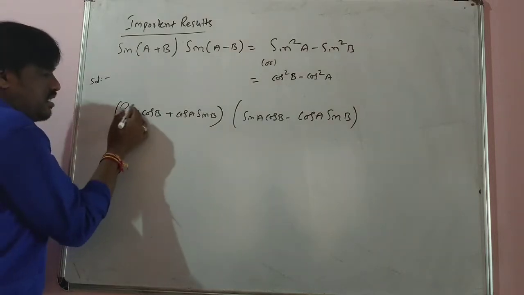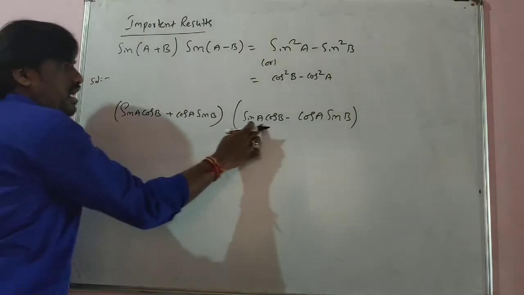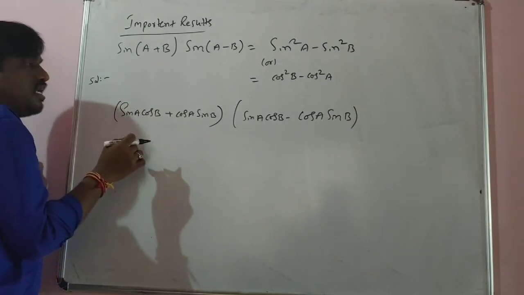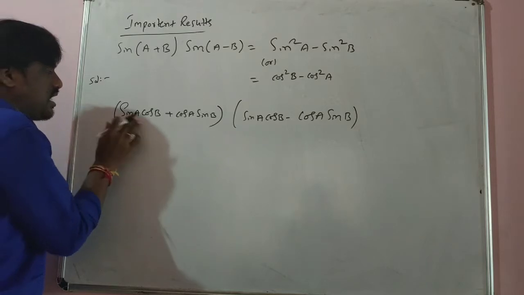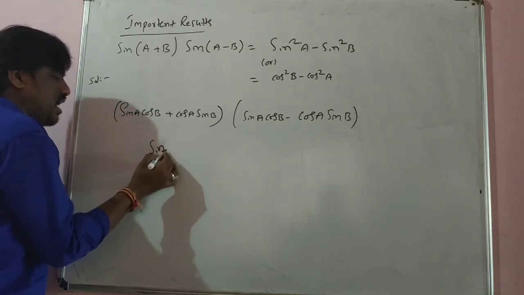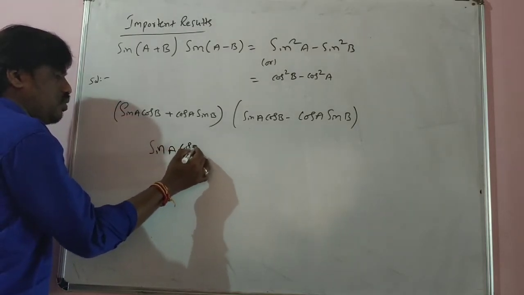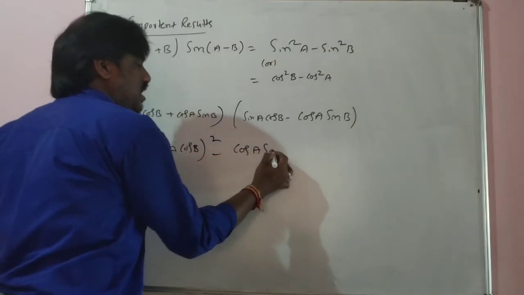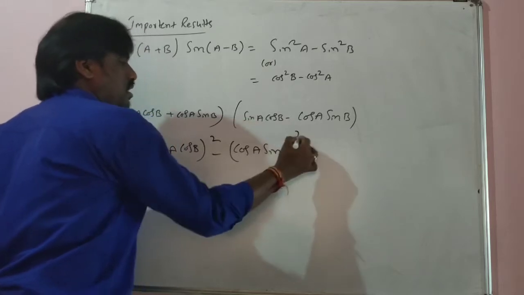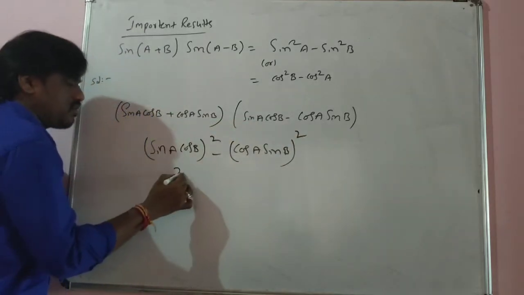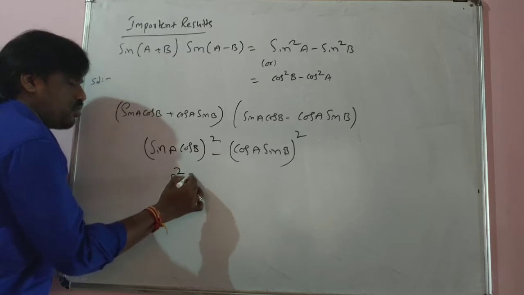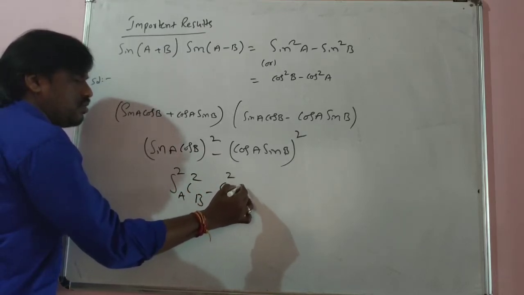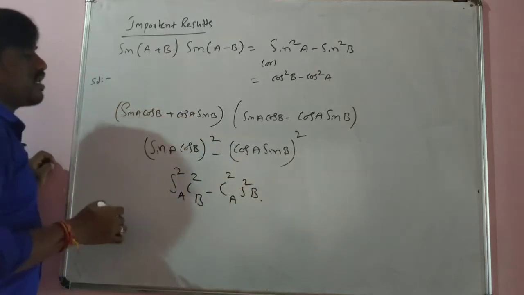Now, a plus b into a minus b looks like a plus b into a minus b, so we can write it as a square minus b square. That is, I can write sin a cos b whole square minus cos a sin b whole square. Squaring here, I get sin square a into cos square b minus cos square a into sin square b. Just look at that.